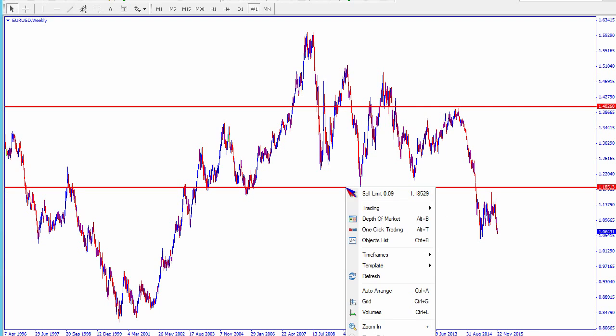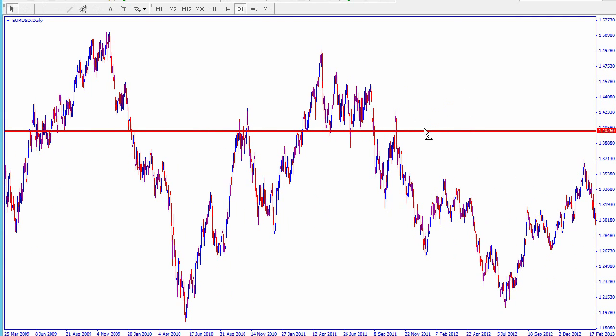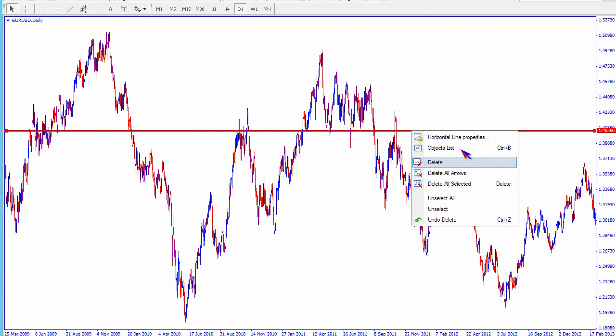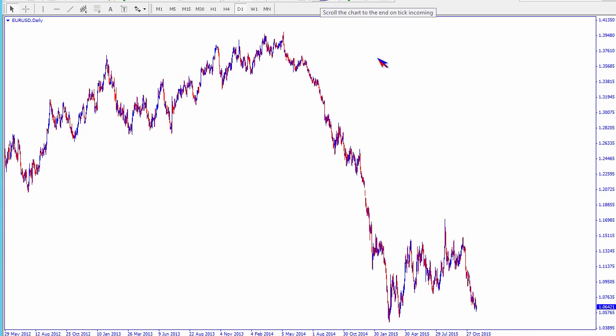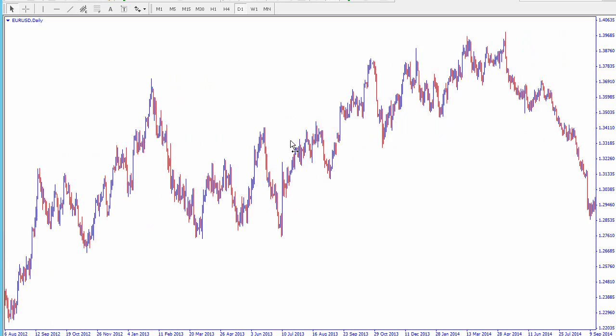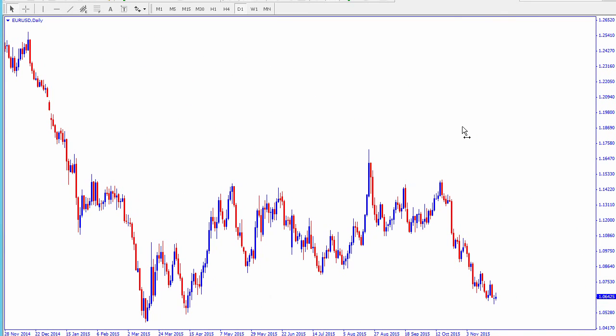All right, so let's go back and bring this down to a daily chart. And let's bring it back down to the recent past of what we've had in the past 6 months, 7 months. Hold on one second and get a little bit of water here.